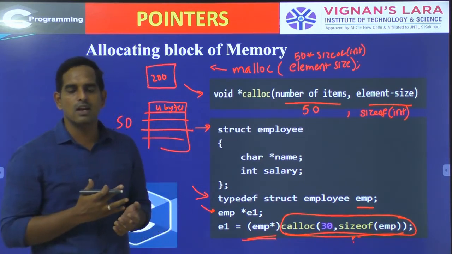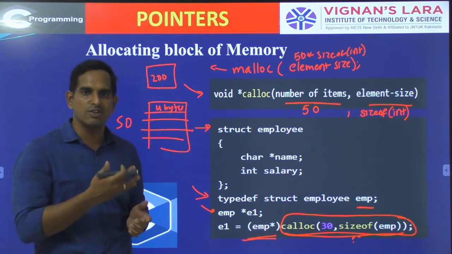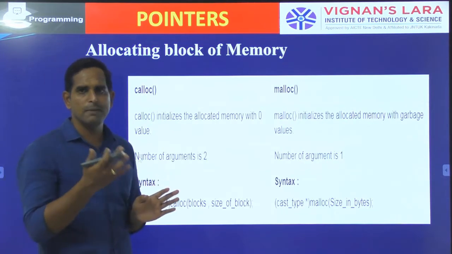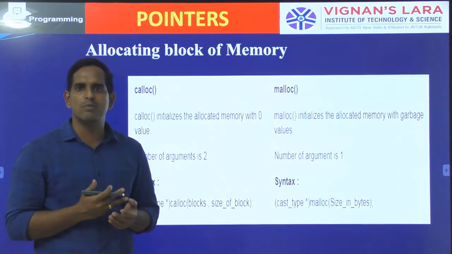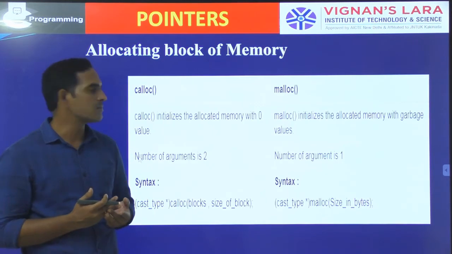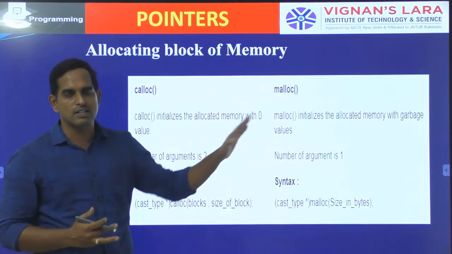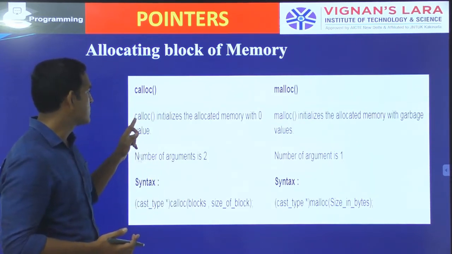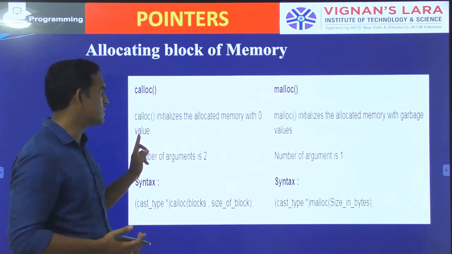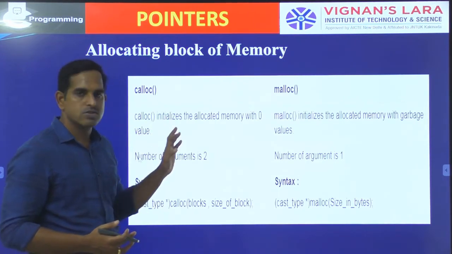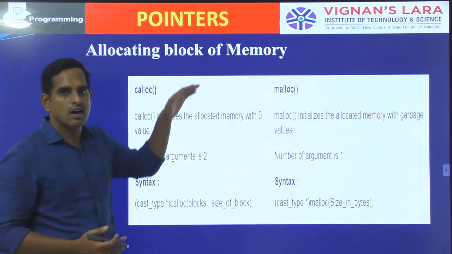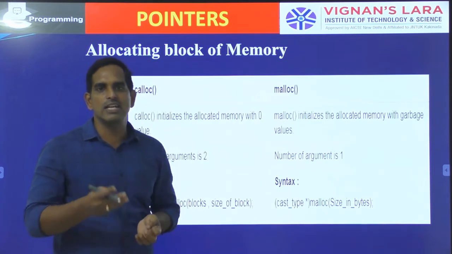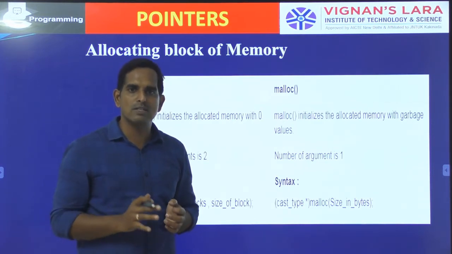Your malloc and calloc will be used for dynamic memory allocation, and you have free, which is used to release the memory allocated by malloc or calloc. What is the difference between malloc and calloc? Both will be used for memory allocation. The first difference is that calloc initializes the memory with 0 value. Whatever allocation it does, all the elements will be initialized with 0. But malloc doesn't initialize it to 0, it will contain garbage values.